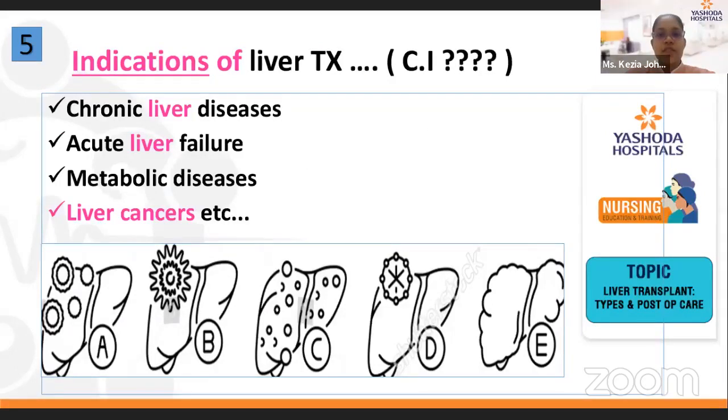Yeah, the indications for liver transplantation include acute hepatic failure, extrahepatic biliary atresia, inborn errors of metabolism such as Wilson's disease, glycogen storage disease, and hepatic vein thrombosis such as Budd-Chiari syndrome, hepatocellular carcinoma, and liver cirrhosis.